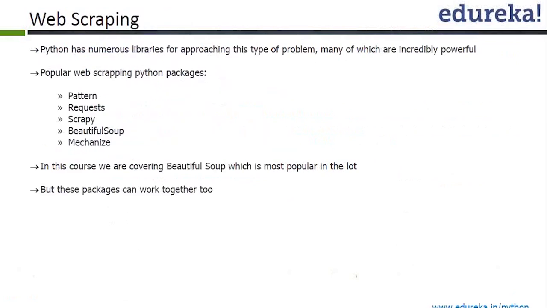Python has numerous libraries for approaching this type of problem. The one that I'm talking about is BeautifulSoup, and it's one of the more favorite packages that people tend to use. There are other web scraping packages like Pattern, Requests, Scrapy, and Mechanize, and BeautifulSoup is the one which I'm going to explain to you today. In this course, we are covering BeautifulSoup, which is the most popular of the lot, but in many places you might have to have two or three of these packages working together.